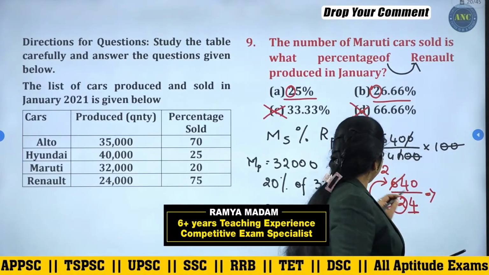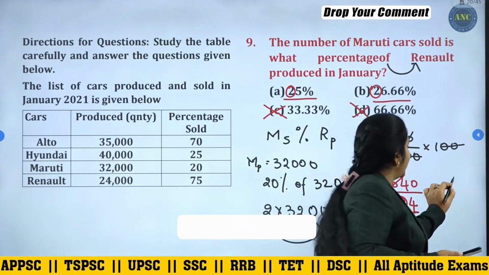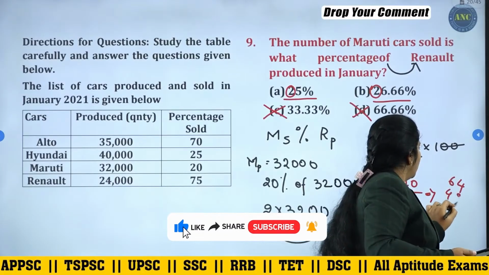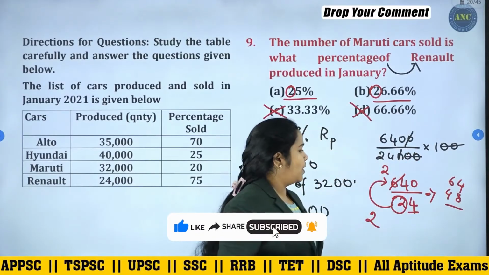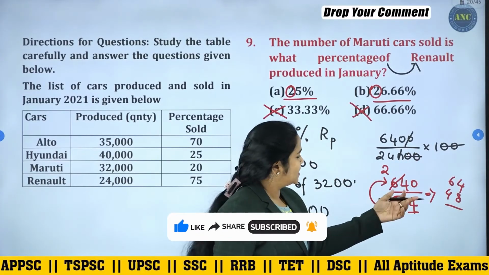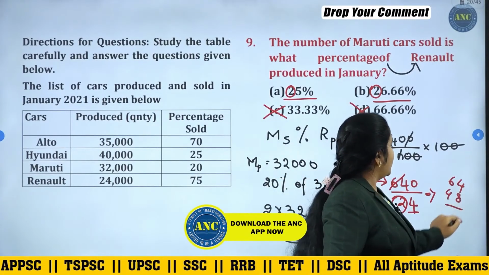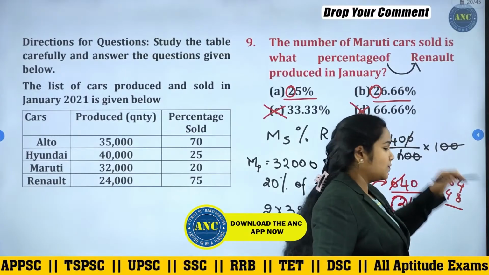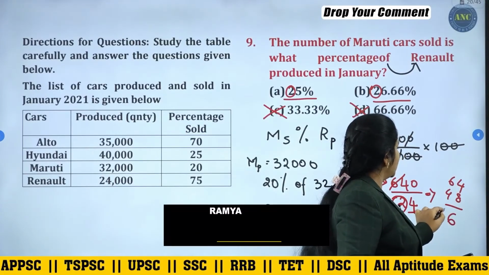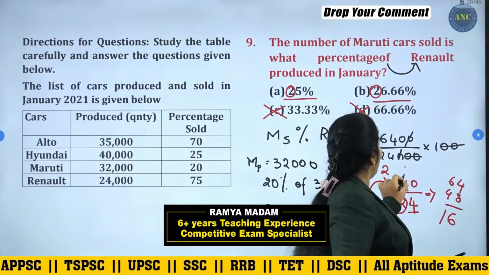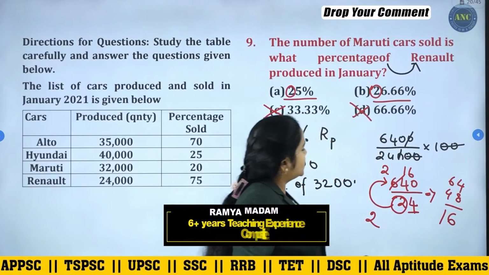One moment. Okay, we are trying to do 64 minus 48, because 24 two times is 48. So how much is the subtraction here? 8 minus 4 is 4, 10 minus 4 is 6, 5 minus 4 is 1. So it is 16, so 160. Yes.